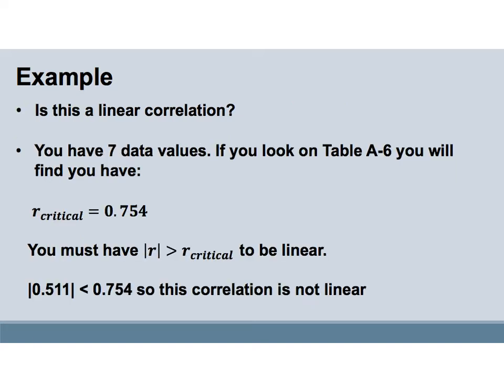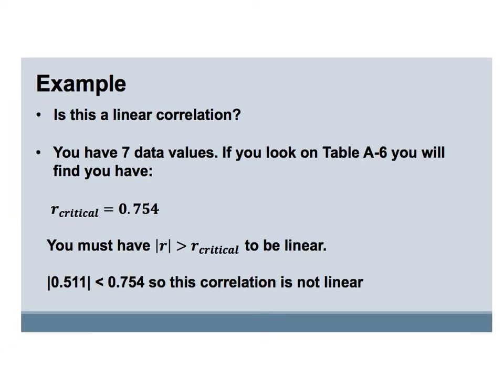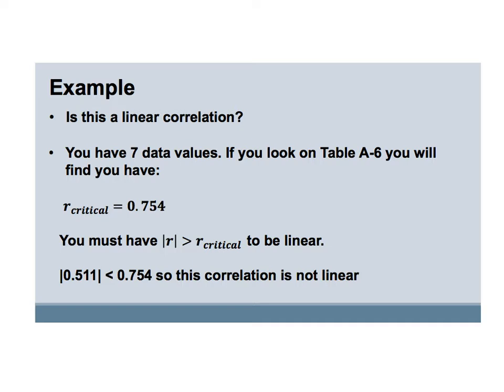Compare that to the table. I had 7 data values this time. So if I look at n equals 7 and alpha equals 0.05, I get 0.754 as my value on table A6. So compare what I got in the calculator to that, and 0.511 is less than what's on the table. So I can conclude that this correlation is not linear. So it didn't look linear, it's not linear.